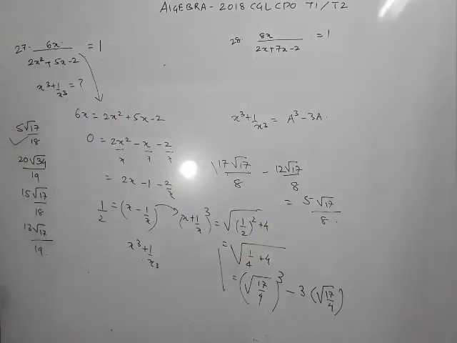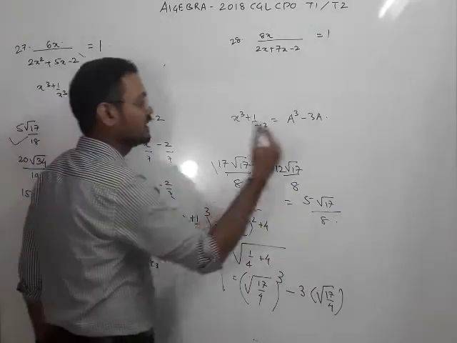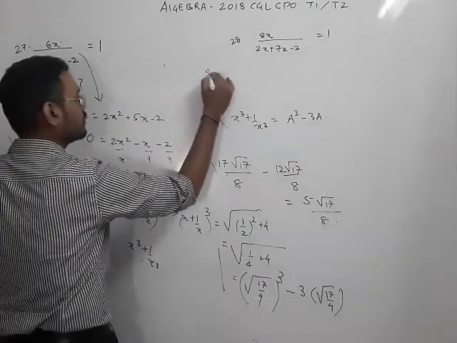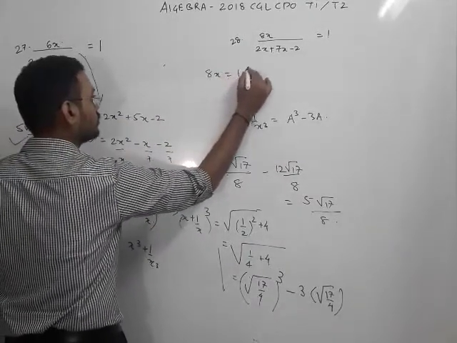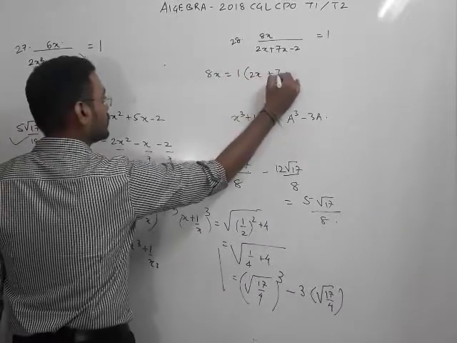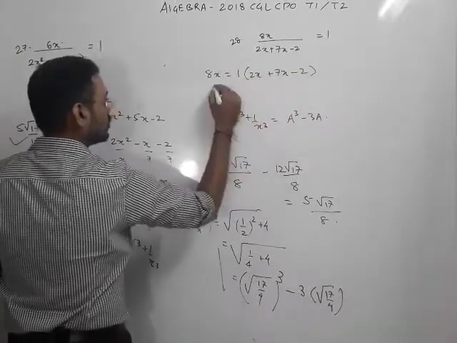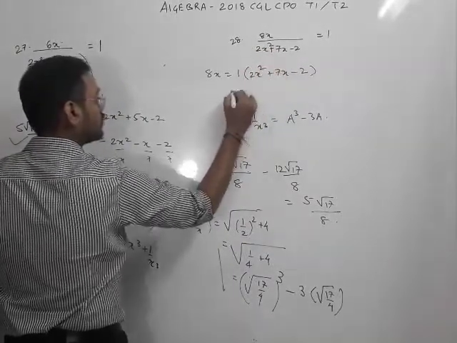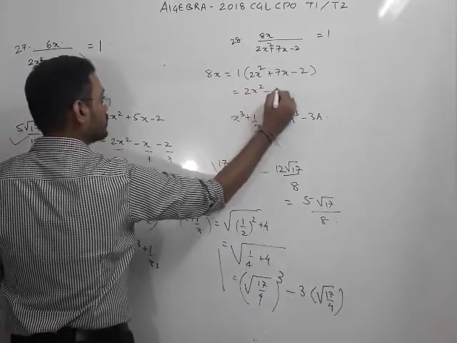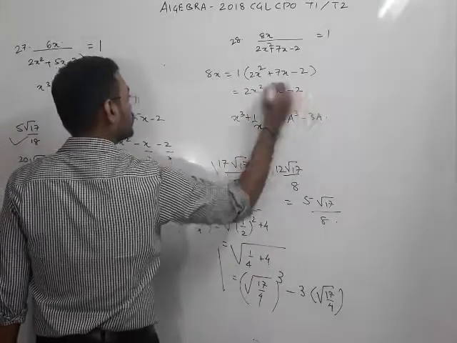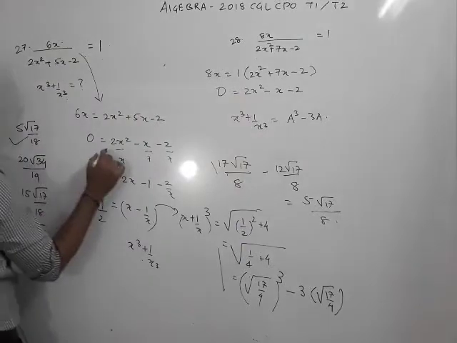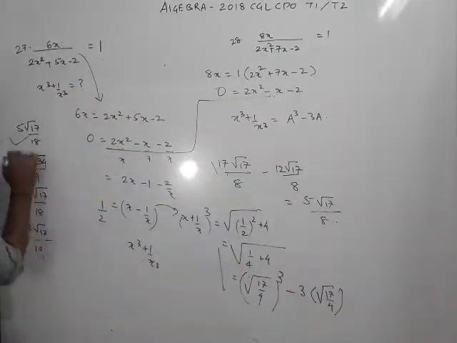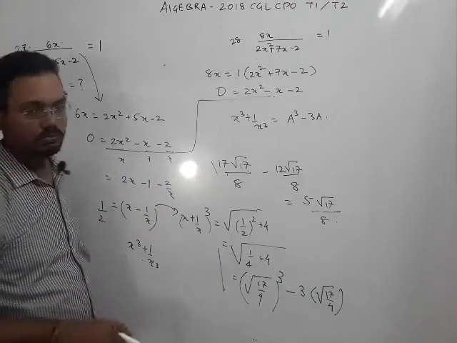Alright, same thing, same sum, same options, same equation also. If you solve this equation, it becomes 8x is equal to 1 into 2x plus 7x minus 2. 8x will go there. This is a square, I think. 2x square minus x minus 2 is equal to 0. Same equation we have got. After this, the entire solution is the same. Options are also the same. Both are asked in the CPO paper.